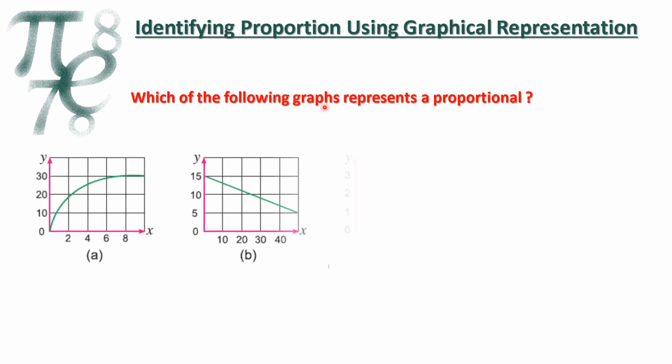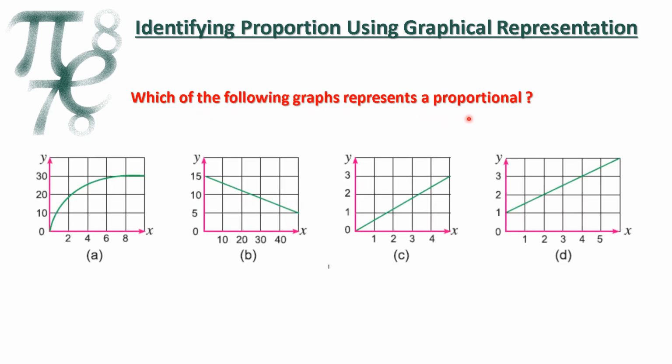Which of the following graphs represent a proportional relationship? Number A is a curve, so it is not proportional. Number B does not go through the origin, so it is not proportional. Number C is proportional because the graph is a straight line that passes through the origin. Number D, like number B, is not proportional.